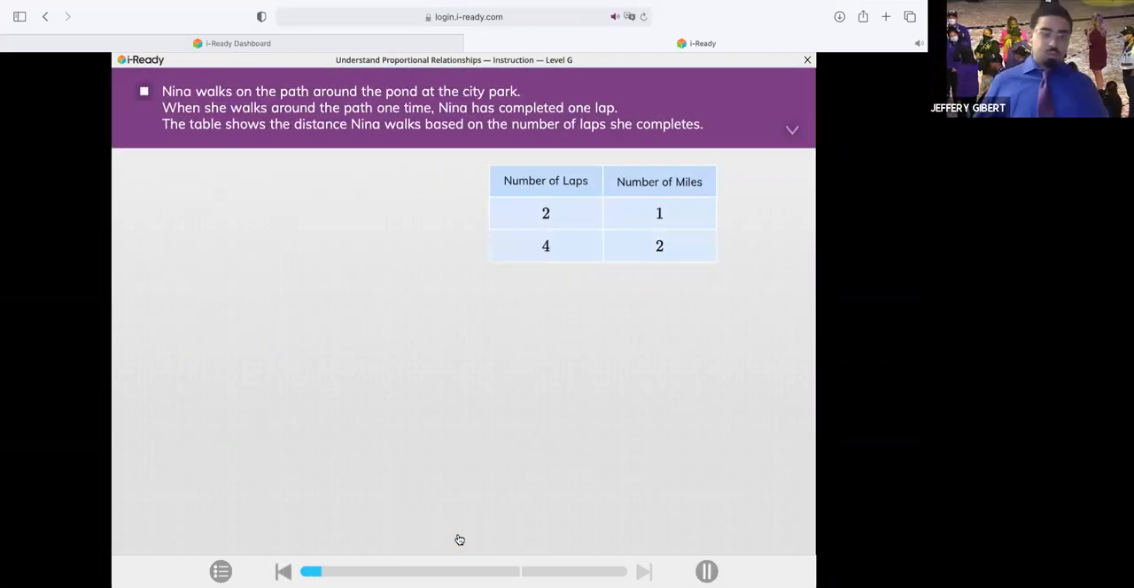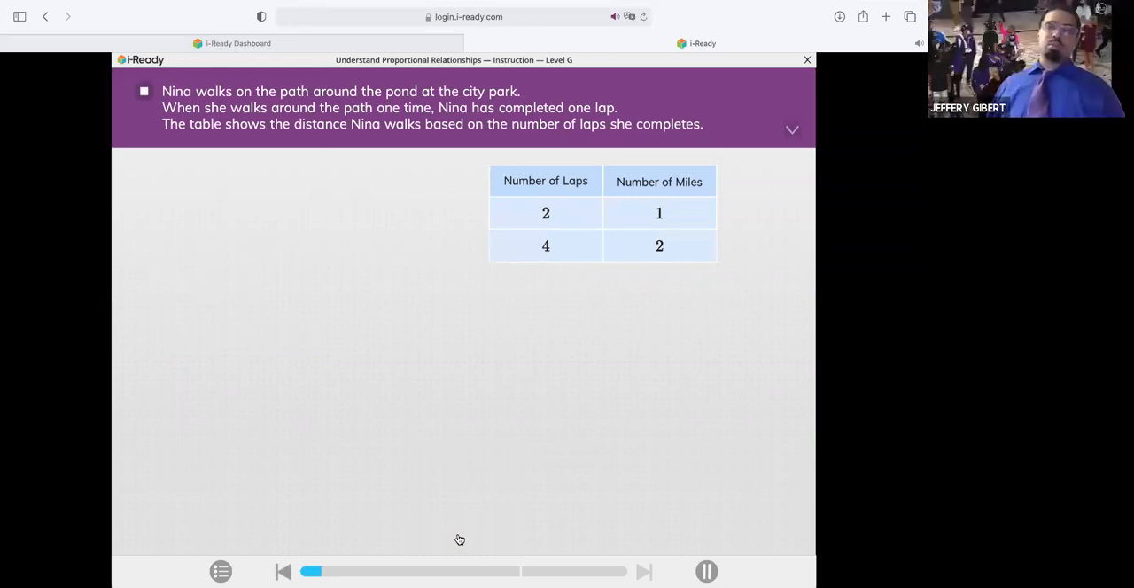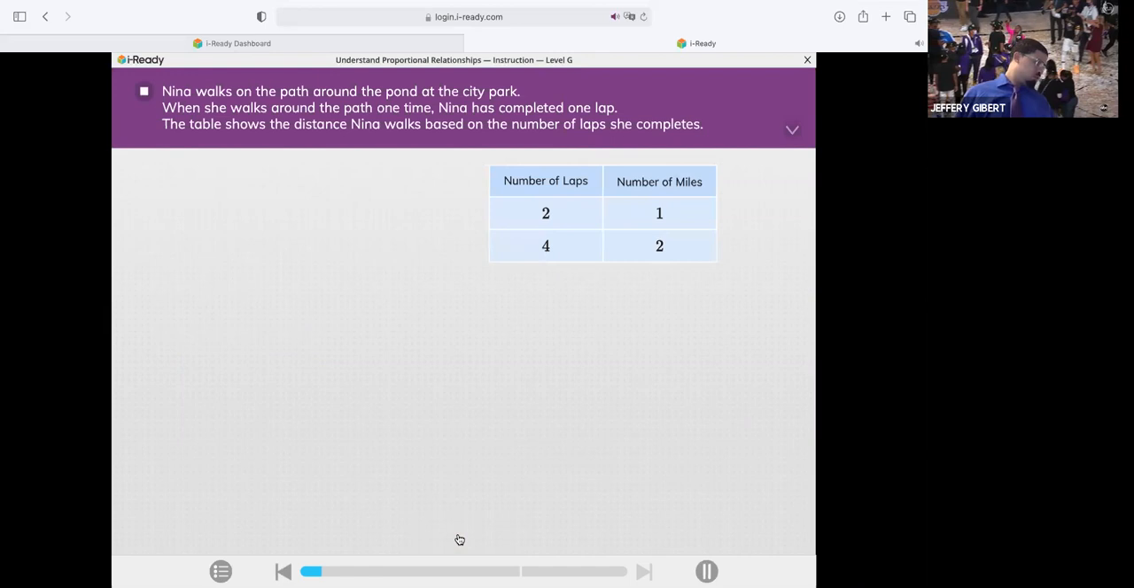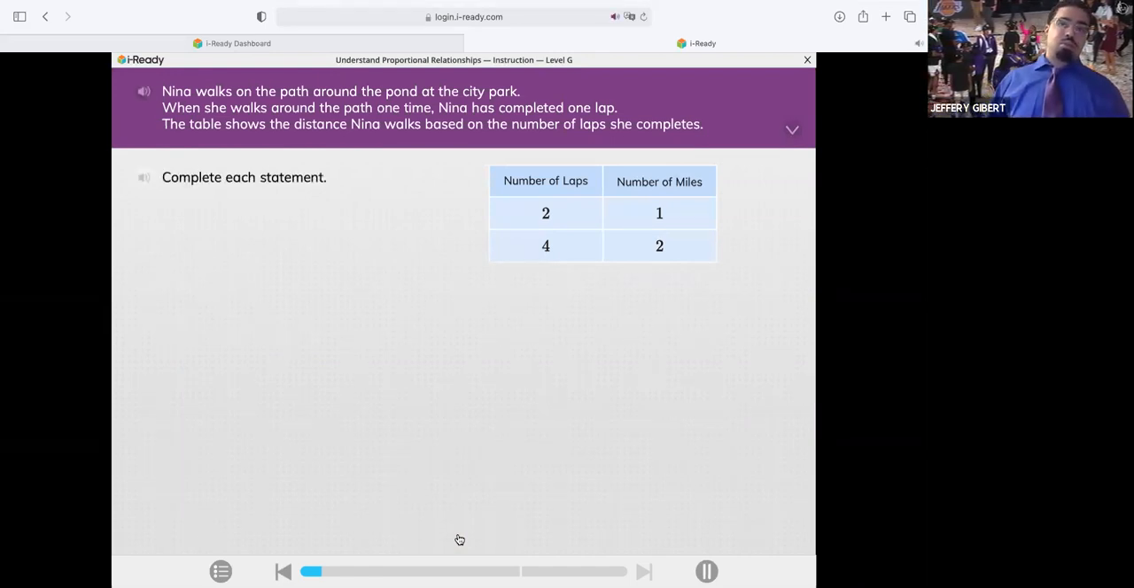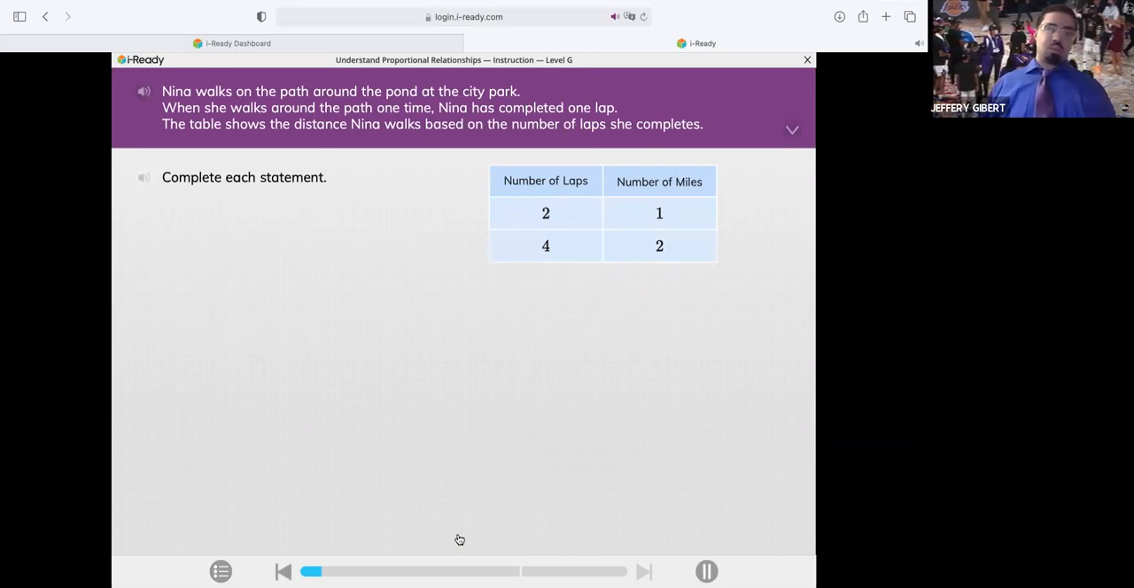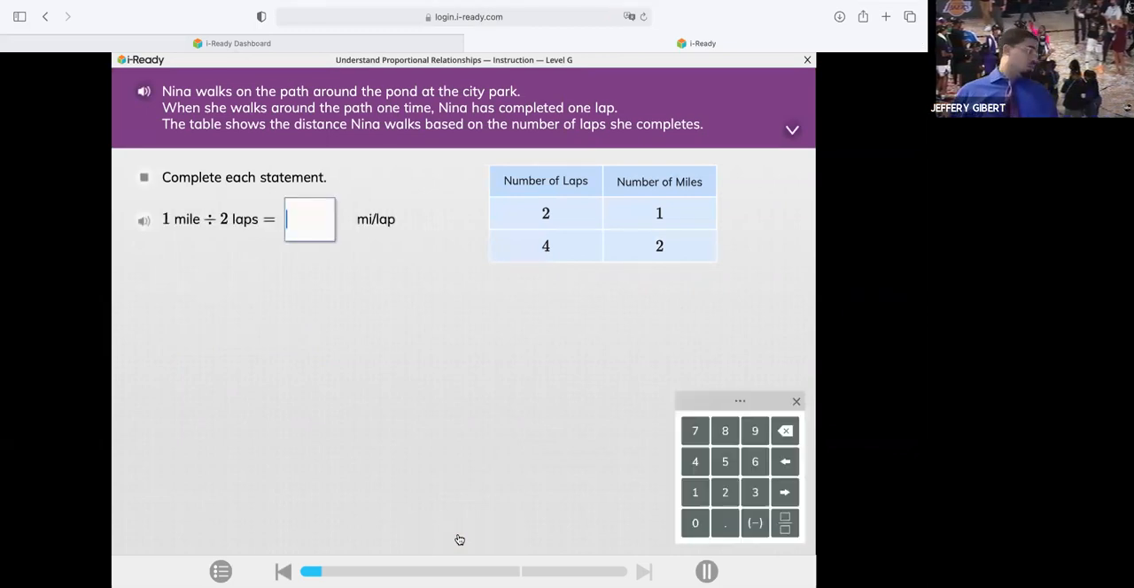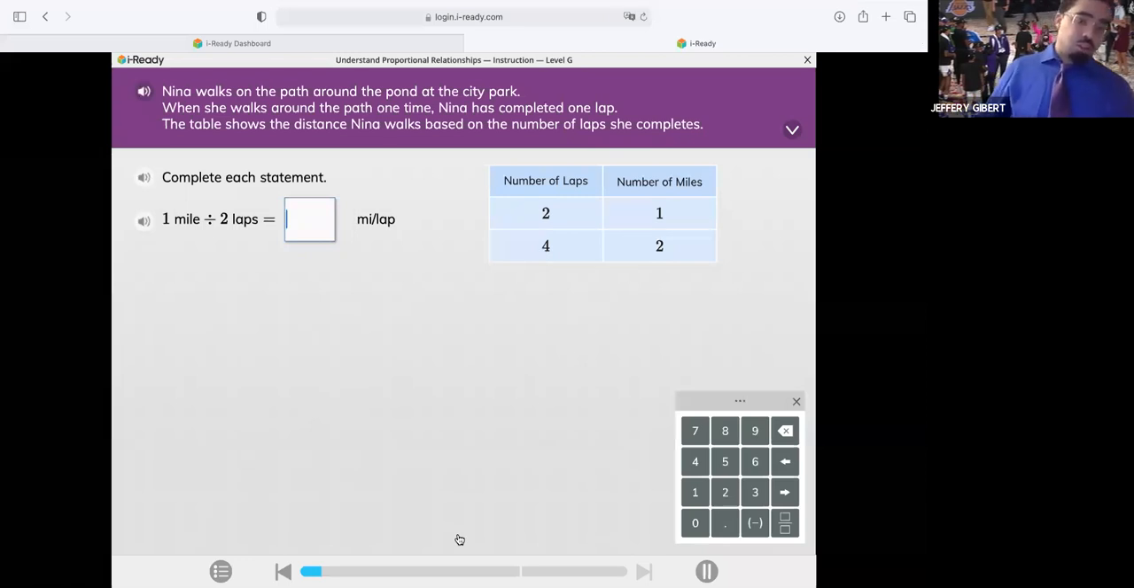Nina walks on the path around the pond at the city park. When she walks around the path 1 time, Nina has completed 1 lap. The table shows the distance Nina walks based on the number of laps she completes. Let's find the distance Nina walks after completing 1 lap. Complete each statement.